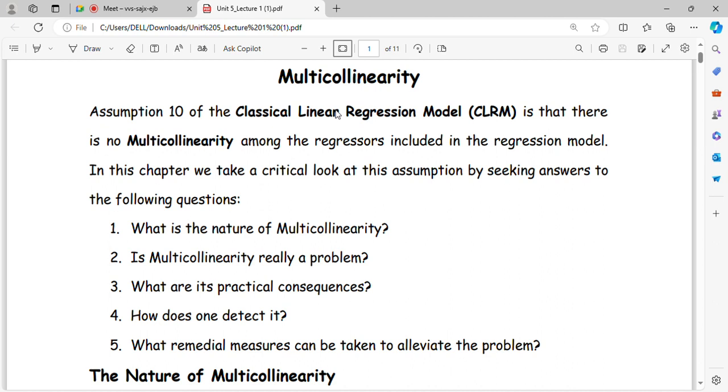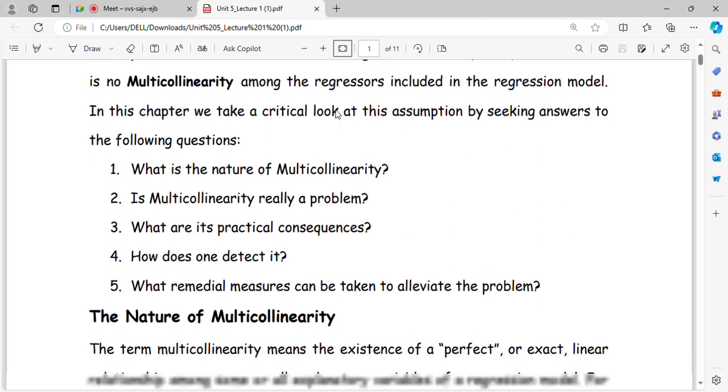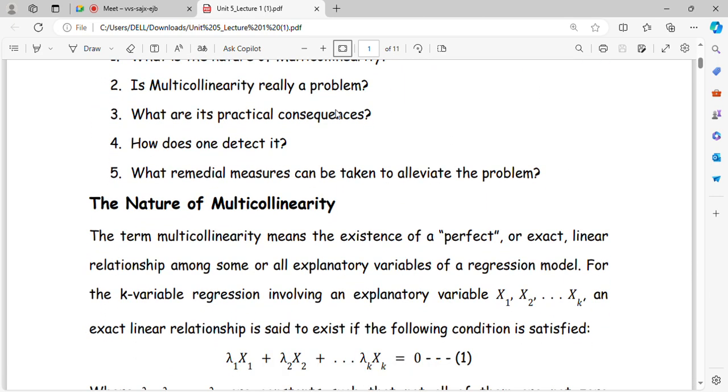One is, what is the nature? Is it really a problem? If it is a problem, what are its practical consequences? How can someone detect it? How can someone know that there is multicollinearity? And the last one is very important: what are the remedial measures that we can take to alleviate this problem? First, we will go with the nature.